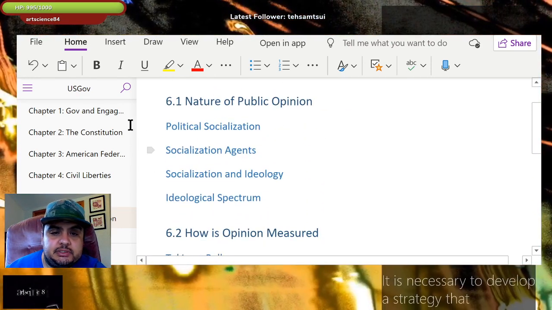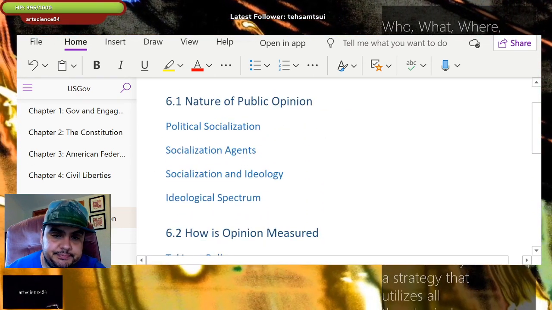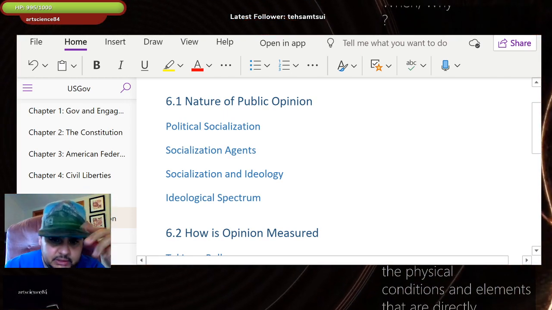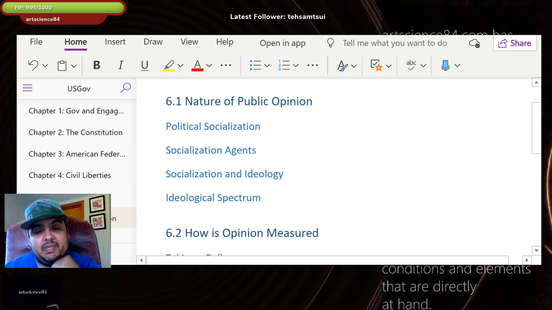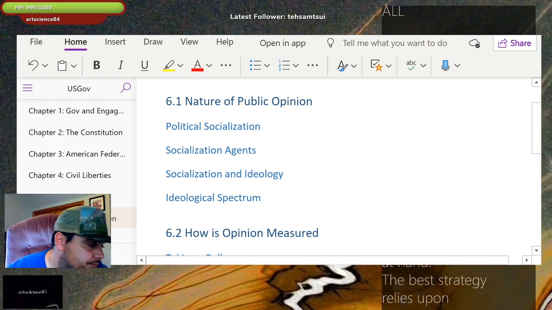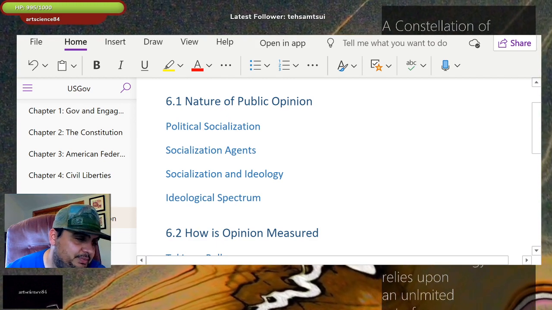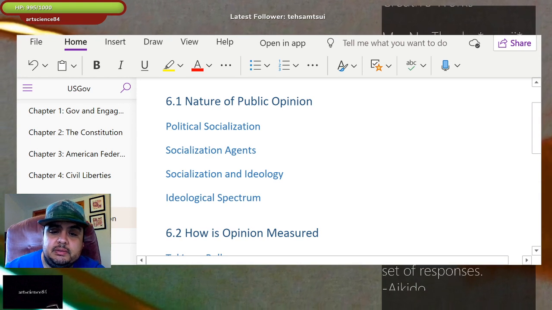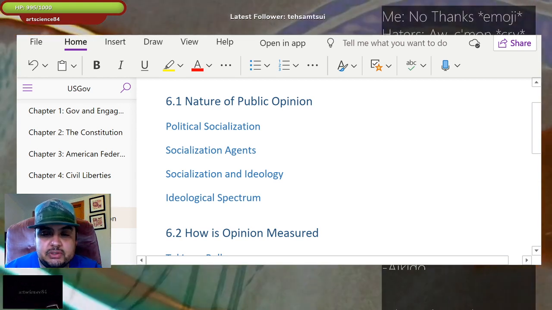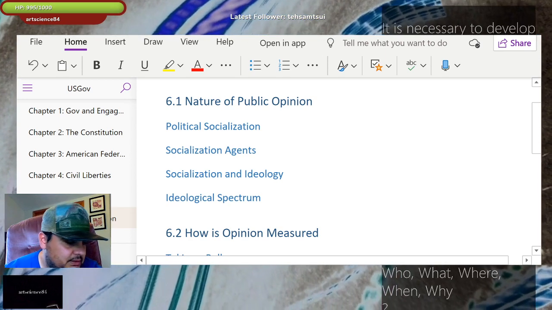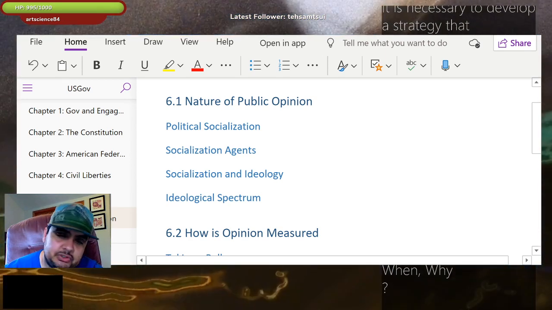So now, 6.1, Nature of Public Opinion. It's going to cover socialization, ideologies, basically Republican, Democrat, centrist. So that's sort of the basic gist of what I'm about to read, and basically anything within that scope that seems important, names, dates, people, places, that sort of thing, I'm going to make sure I write it down.